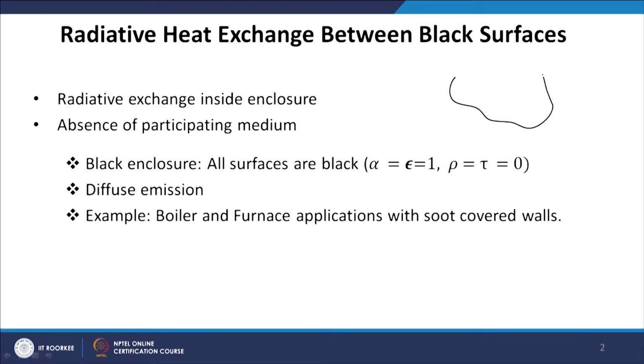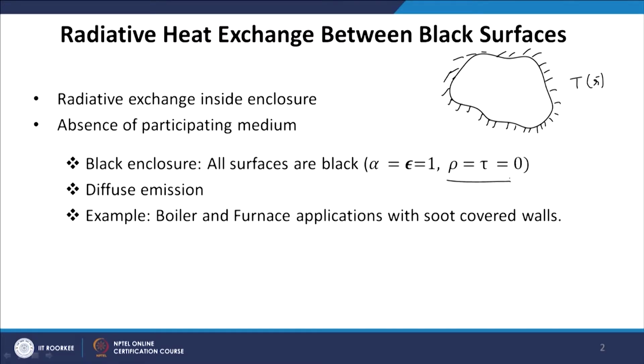So there can be an arbitrary enclosure, okay, and the surfaces of this enclosure will be assumed to be black. Initially we will assume that the temperature along the surface is not uniform, that means the temperature depends on the location R, and we assume that the surfaces are black. By assuming that the surfaces are black, we are basically removing the possibility of reflection from the surfaces.